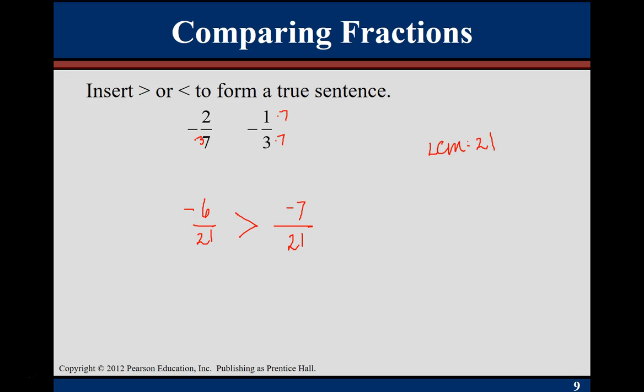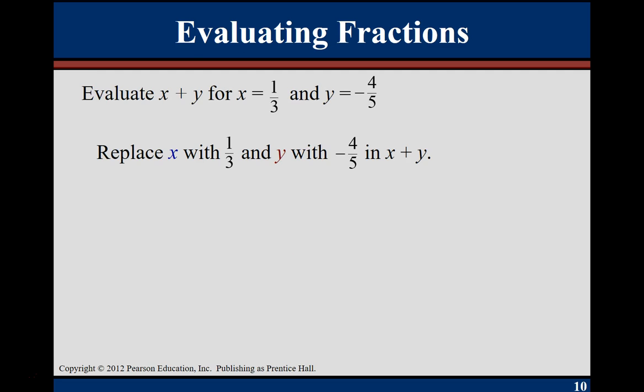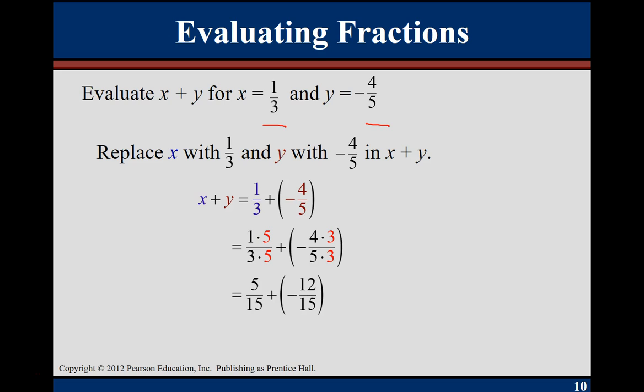You can also use fractions when you're evaluating expressions. So I have x plus y. If I want to find x plus y for x is 1/3 and y is -4/5, I would replace the x with 1/3 and the y with the -4/5. Then I would find a common denominator. Common denominator is 15, so I need to multiply by a 5 for the 1/3 and by a 3 with -4/5. This turns my expression into 5/15 plus -12/15.